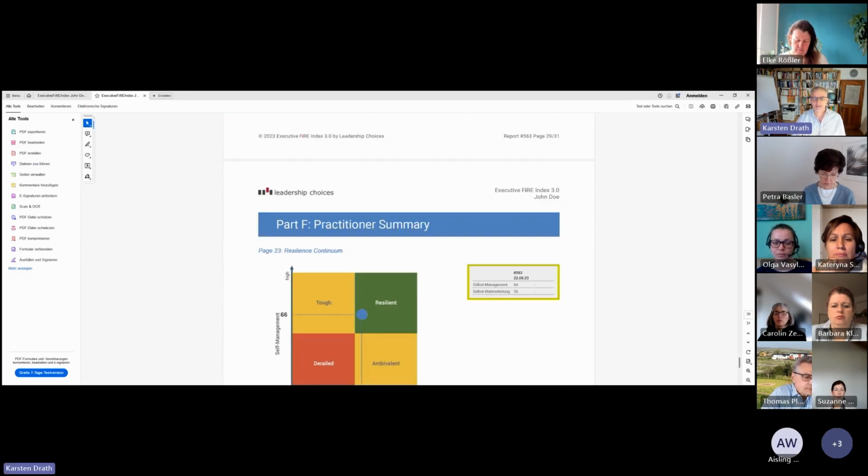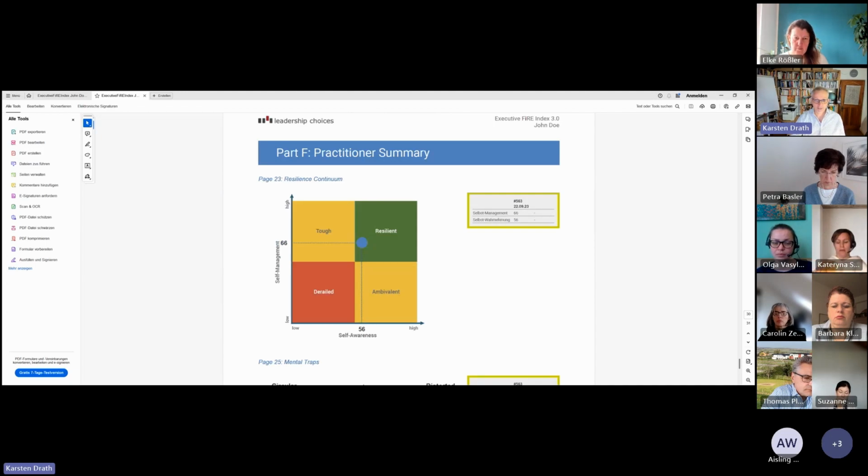What else do we see? We see they are still in the resilient domain, in the self-awareness, in the habits side, right? But we see very much closer to toughness than to ambivalence.